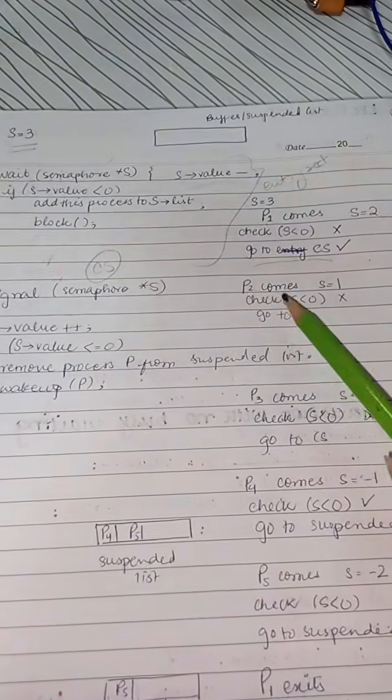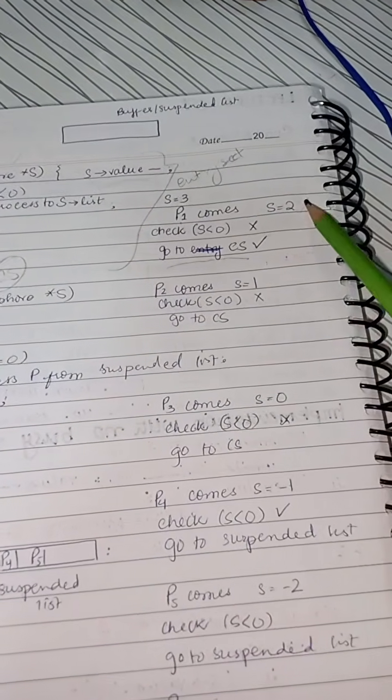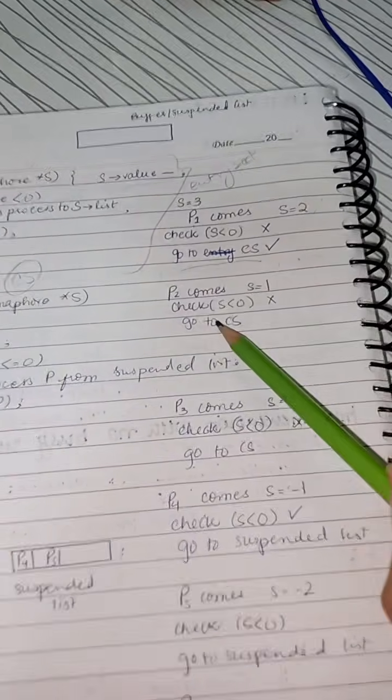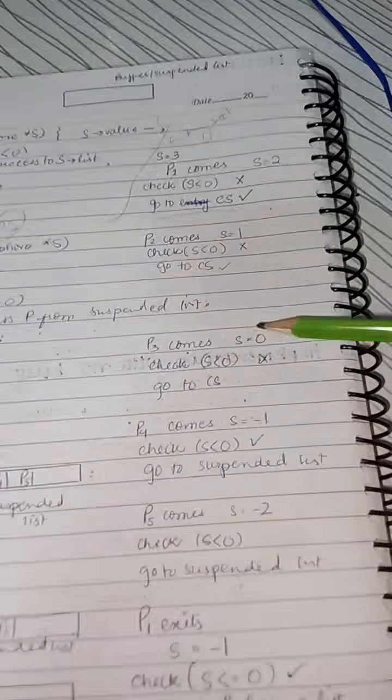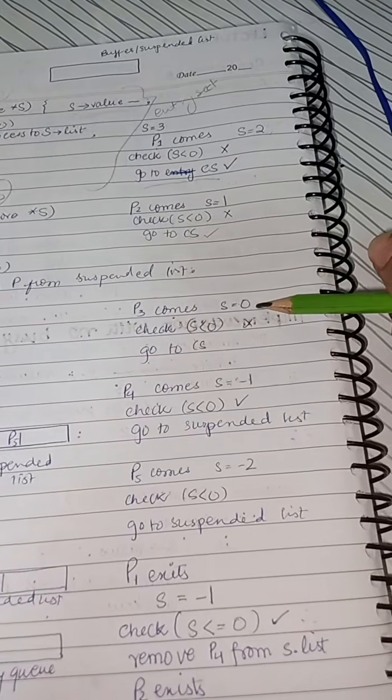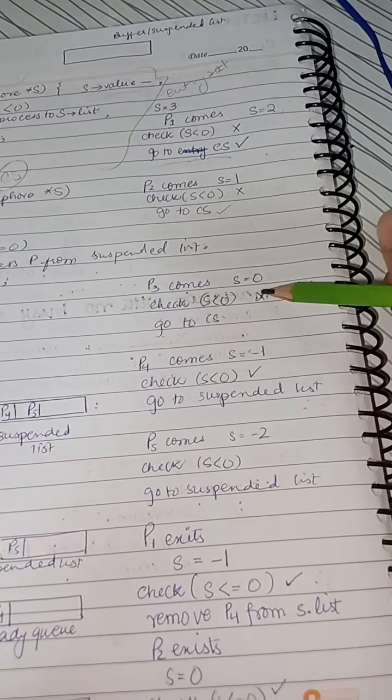Let's say P2 comes, process 2. The value of S gets decremented from 2 to 1. S is equal to 1. Then we check the condition again. Is the value of S less than 0? No, it's 1. So the process can successfully go to the critical section. P3 comes, and the same condition is checked. First the value of S is decremented. It becomes 0. Is S less than 0? No, it goes to the critical section.